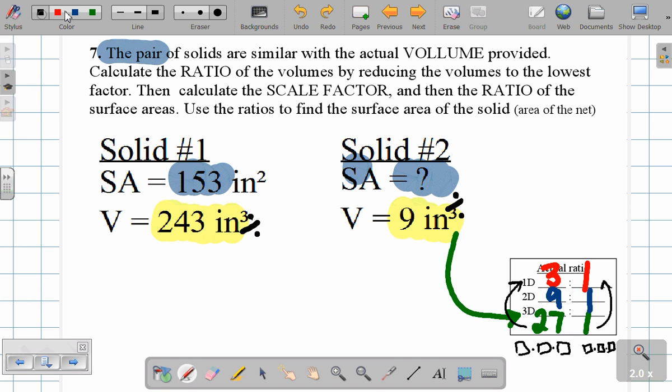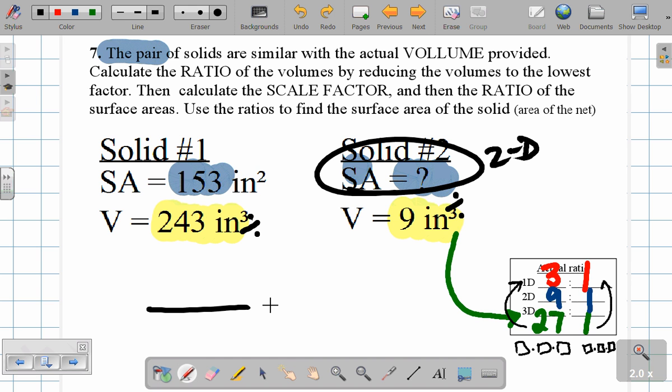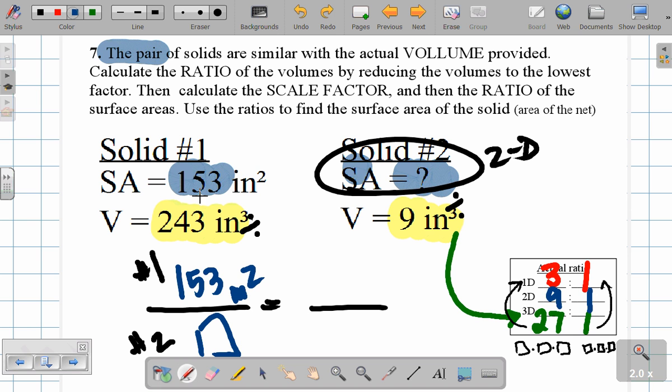Now we come over here. We look at what we want. We want surface area. We know that's 2D. I am going solid 1 to solid 2. 153 inches squared, unknown, equals 9 to 1 because it is 2D. Cross multiply, solve.